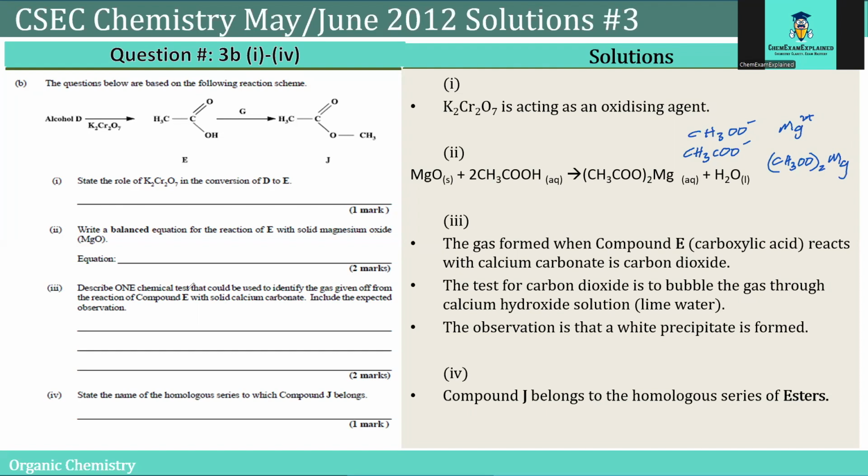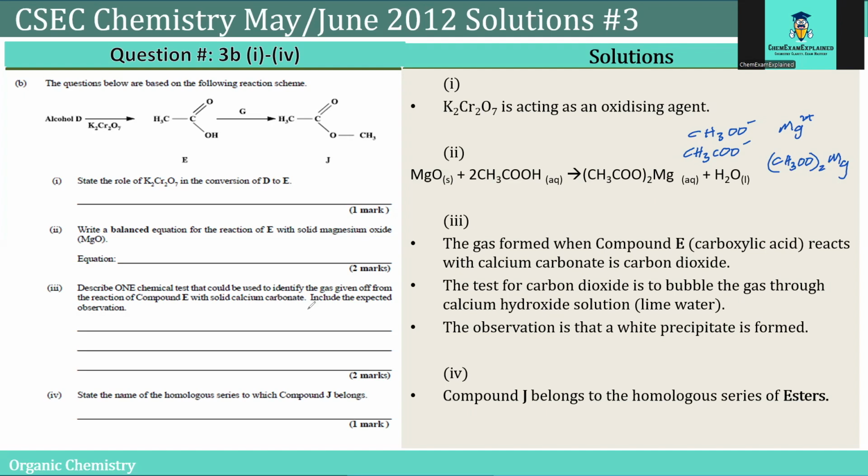Part 3. Describe one chemical test that could be used to identify the gas given off from the reaction of compound E with solid calcium carbonate. Include the expected observation. So remember that compound E is a carboxylic acid, and if you react it with calcium carbonate, you are now reacting a carbonate with an acid, which will produce a gas which is carbon dioxide.